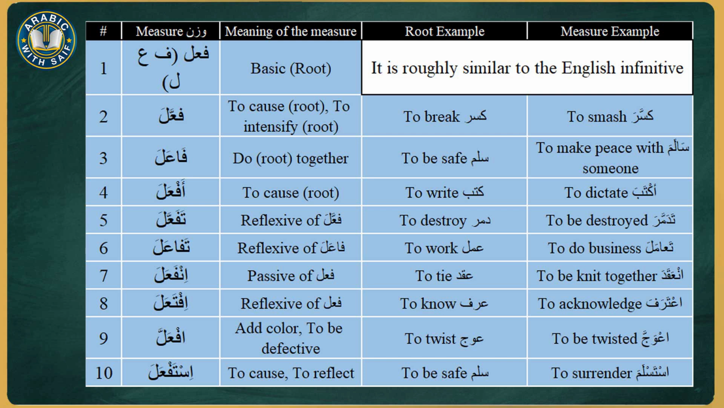Number 10, the measure استفعل means to cause or to reflect. Example, the root سلم, to be safe. On the measure of استفعل, استسلم means to surrender. In the next lesson, inshallah, we will talk about verb forms in Arabic.